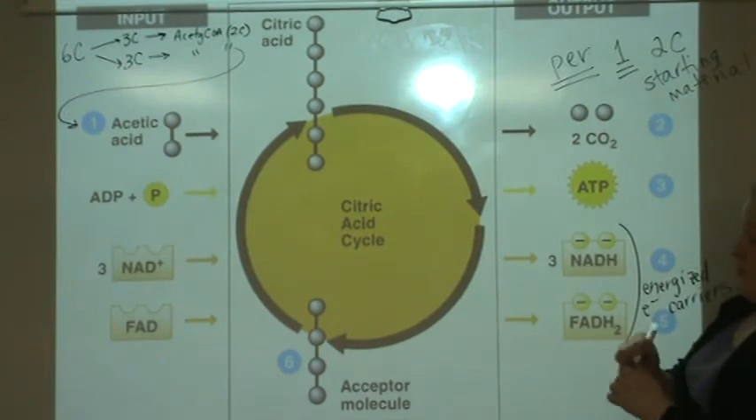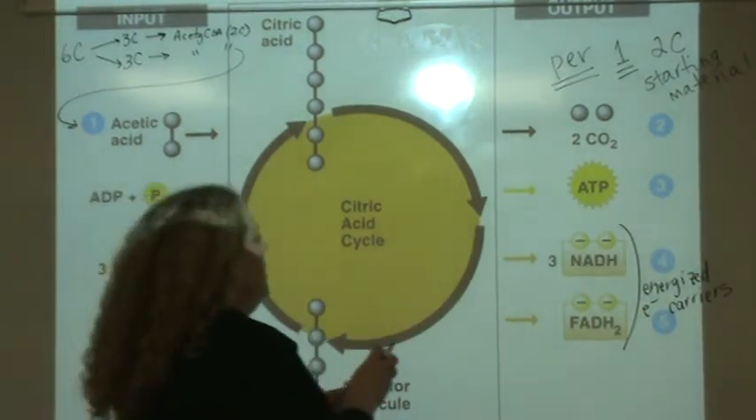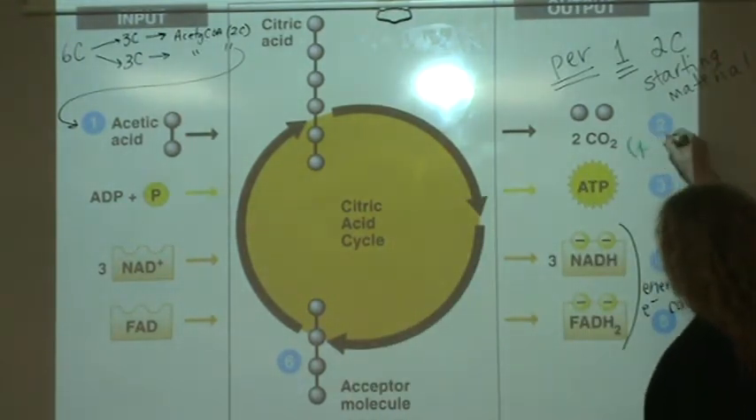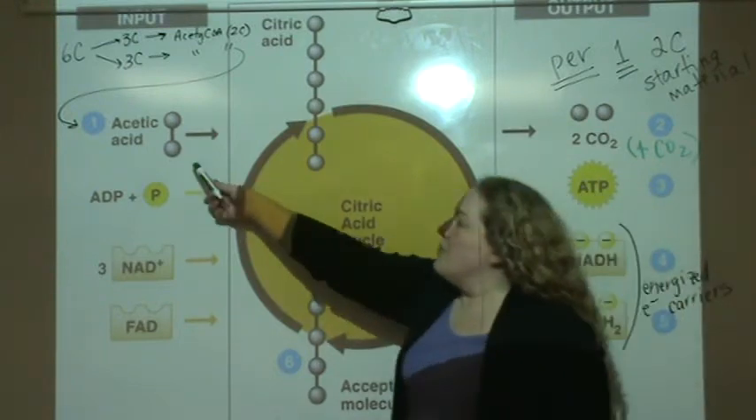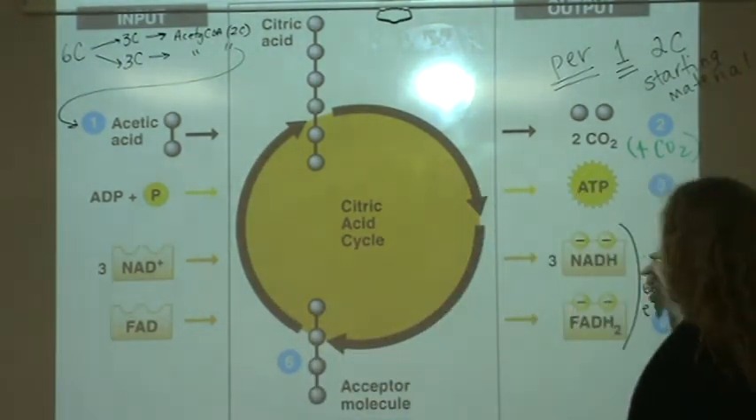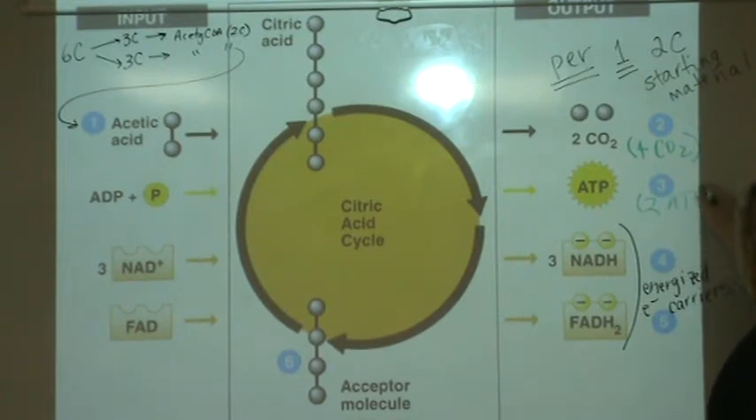So let me use a different color of marker to show the totals. So in total, we're getting 4 CO2 out of the citric acid cycle, because we're starting with actually 2 carbon molecules originally coming from glucose. And we are getting 2 ATP. We are getting actually 6 NADH and actually 2 FADH2.